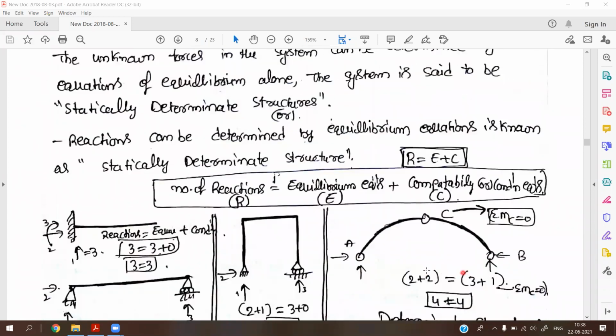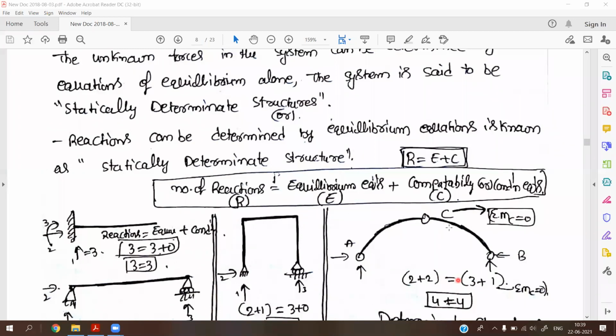Okay, so next for arches. If we take arches, we have four reactions, because at the ends we have two reactions at each support. So therefore four reactions, and we have totally four equations. Three are equilibrium equations. One is taking moment about C because it is a hinge. So therefore we have four equations, so the arch is a determinate structure.